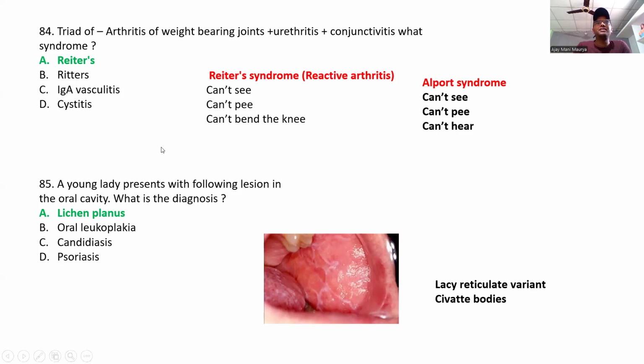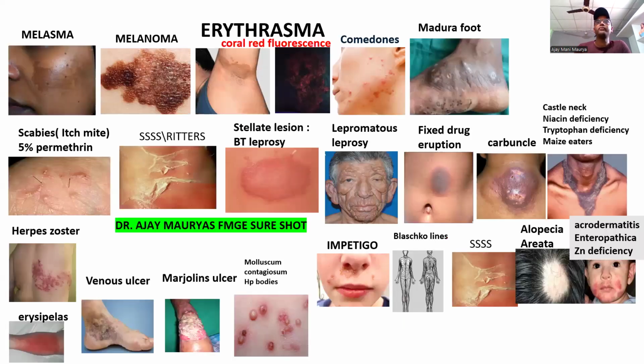A young lady presents with the following lesion. This is a lacy, lenticular variant. Here you have a lacy pattern, and you can see the CVT bodies. We will see the CVT bodies in the histopathology. It is the case of lichen planus.